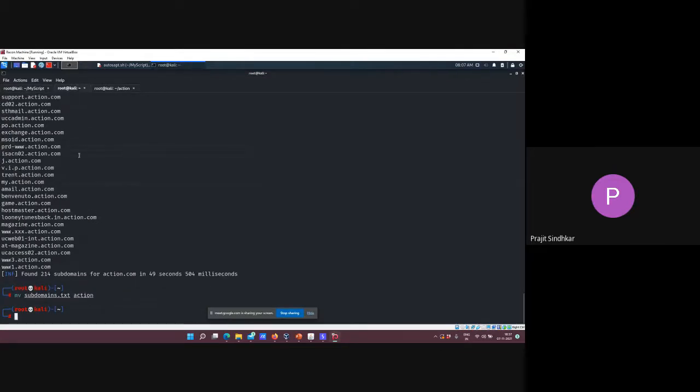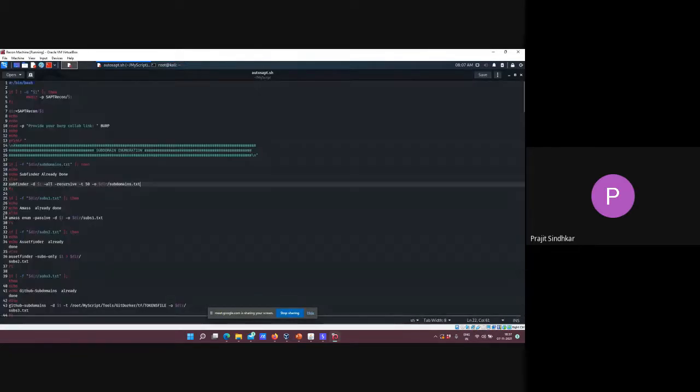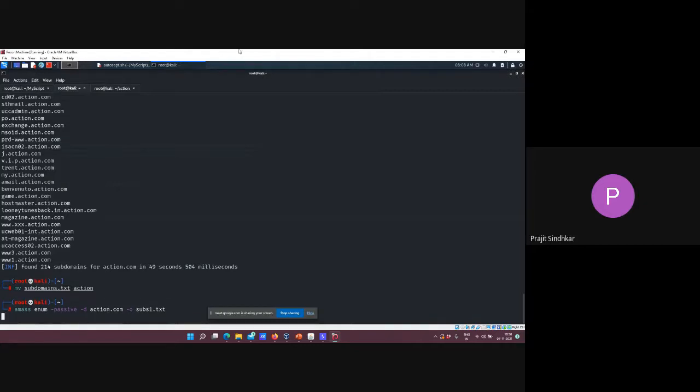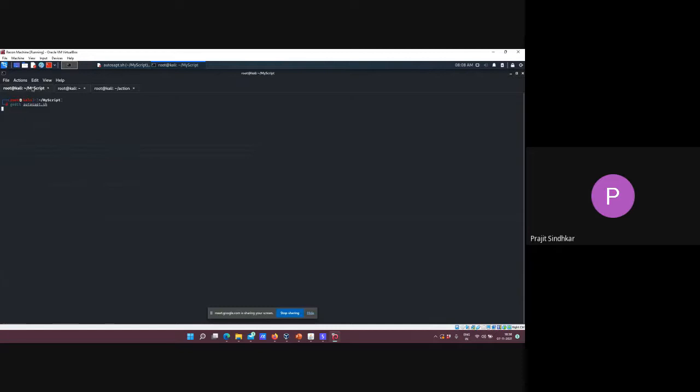Now the second command is amass, which I use. It is also a passive hunting tool. I mostly hunt on passive, because when you do passive recon, it gets over pretty fast, and afterwards you can check whether they are valid or not, and I will show you how. So the second one I am storing in sub1.txt.